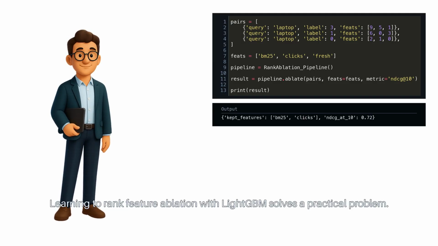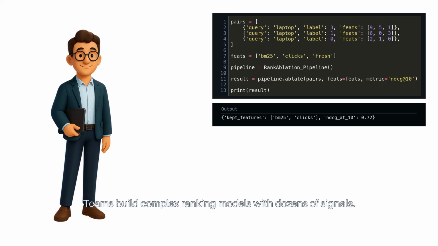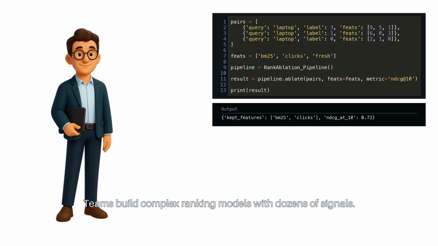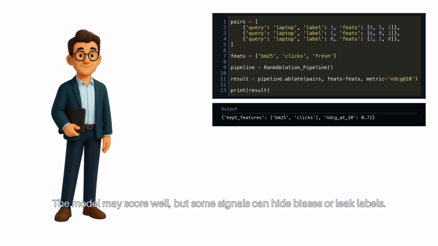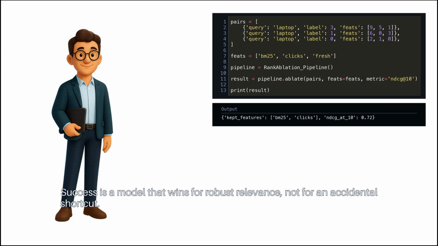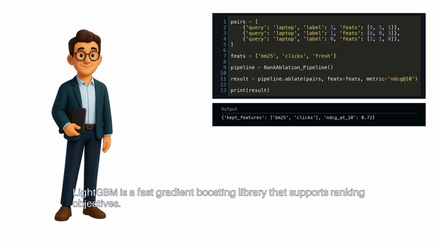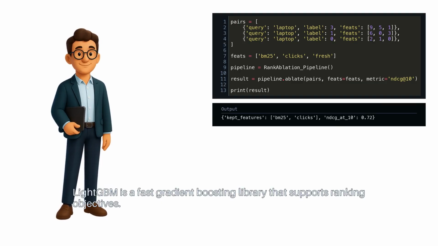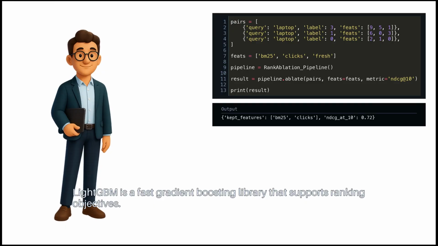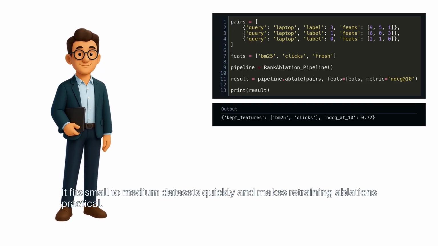Learning to rank feature ablation with LightGBM solves a practical problem. Teams build complex ranking models with dozens of signals. The model may score well, but some signals can hide biases or leak labels. Success is a model that wins for robust relevance, not for an accidental shortcut. LightGBM is a fast gradient boosting library that supports ranking objectives. It fits small to medium datasets quickly and makes retraining ablations practical.